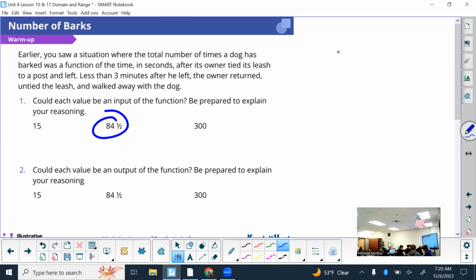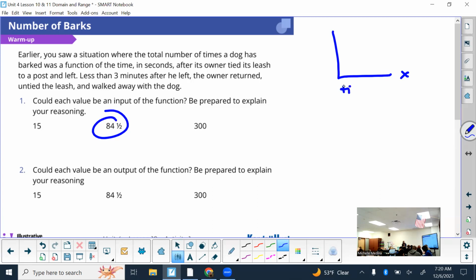So say that we were graphing this. We have two things being compared. Number of barks and time in seconds since the owner left. What would go on the x-axis? Table 2, could you tell me what would go on the x-axis? Yeah. Input goes on the x-axis. So the two things being compared, would it be number of barks or time since the owner left?